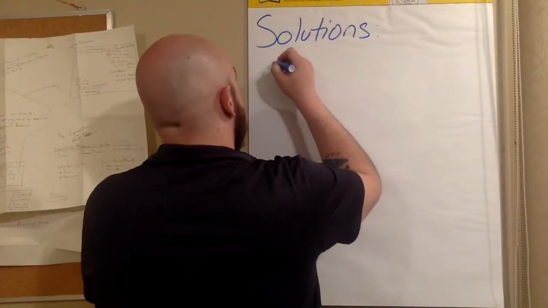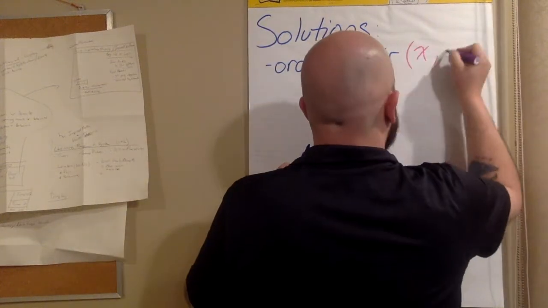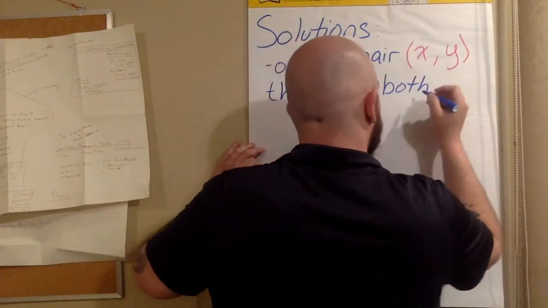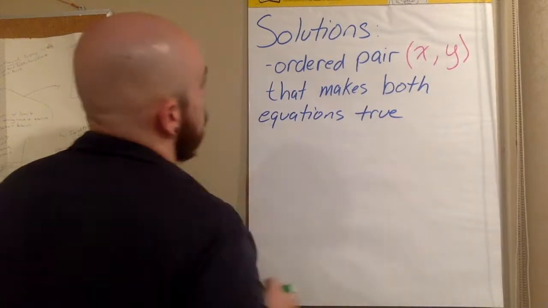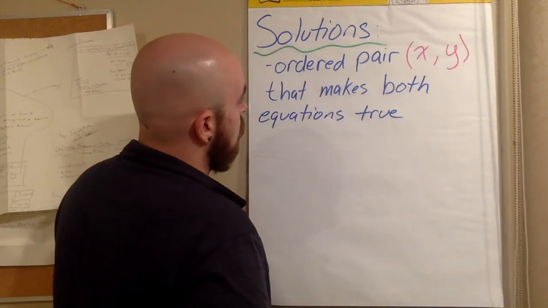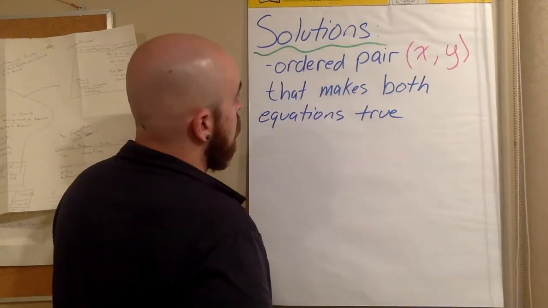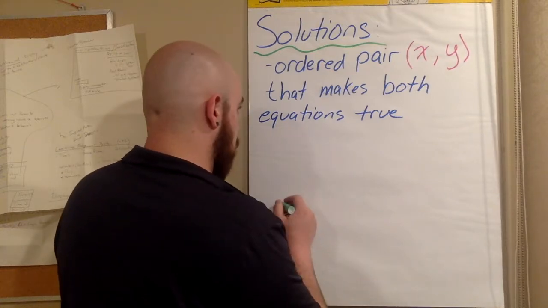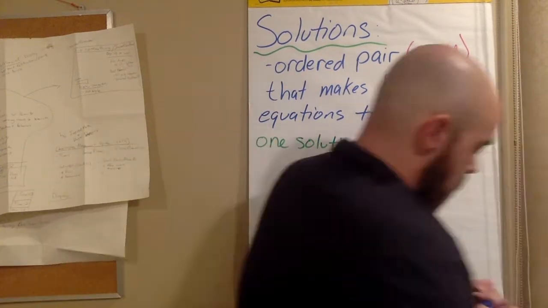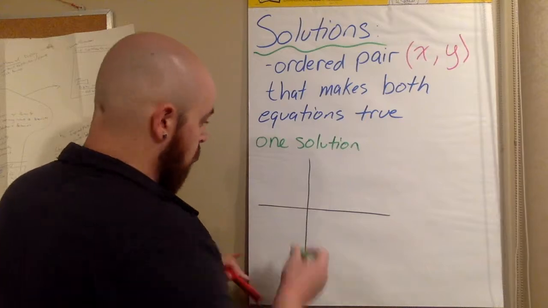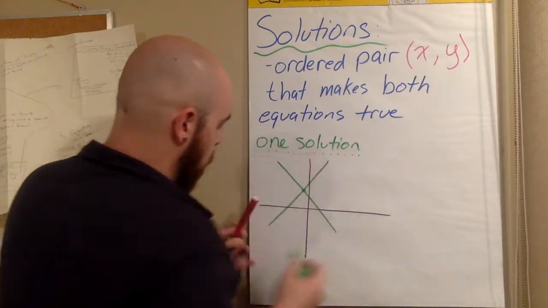Okay, so what do we mean when we're talking about solutions? We're talking about the ordered pair, or the x and the y value, that makes both of these equations true. Another way to say this would be the point that falls on both of these lines. In most cases, the two lines are going to intersect at only one point, and that system will have exactly one solution, where the lines intersect.